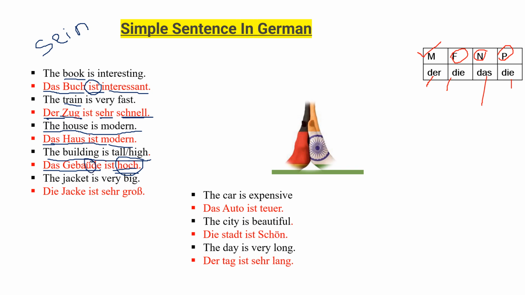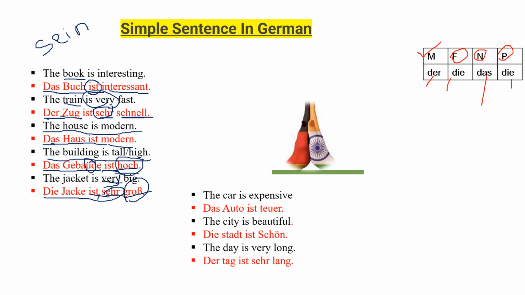Here in Gebäude you can say U umlaut. Similarly, the jacket is very big. Die Jacke ist sehr groß. Very means sehr. Die Jacke ist sehr groß. Groß means big. Understand? Similarly, we can proceed to the next sentences.